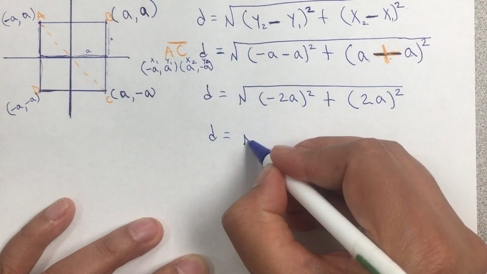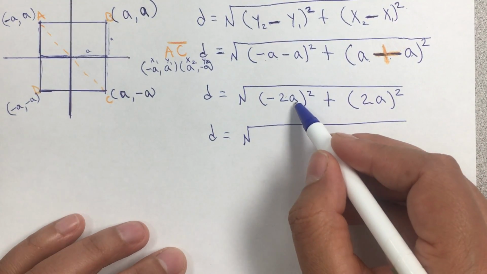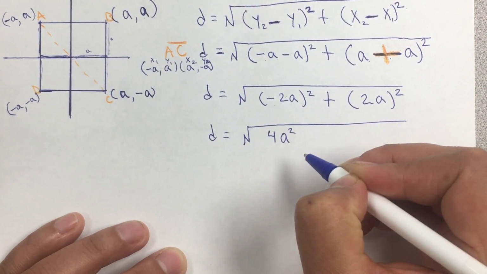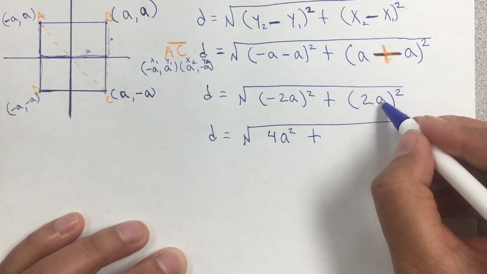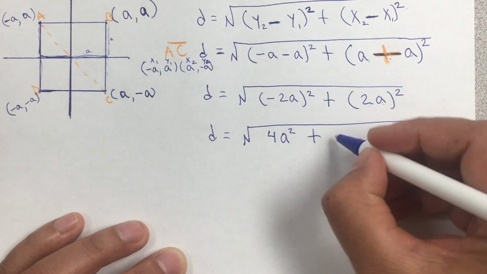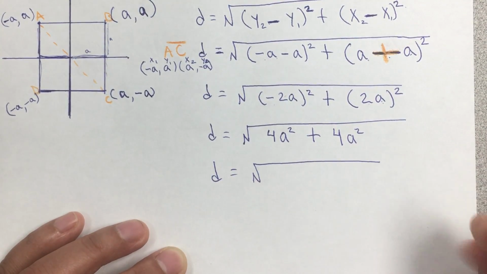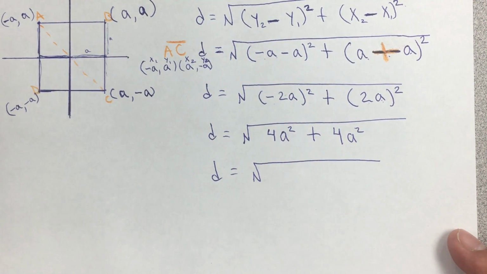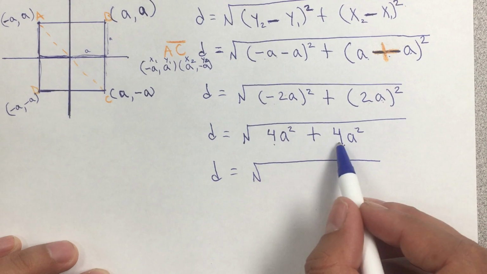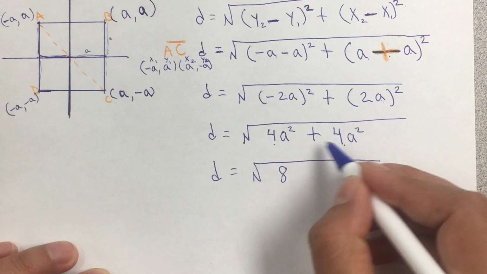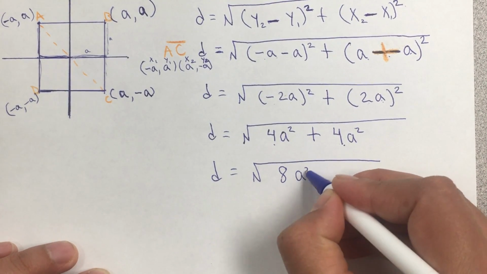And so in here, what we get, negative 2A times negative 2A becomes positive 4A squared, plus 2A times 2A becomes 4A squared. Since both have like terms, because they have the same variable raised to the same power, then we can just add or subtract the coefficients. In this case, both are positive, so it's going to be d is equal to the square root of 4 plus 4, which is 8A squared.